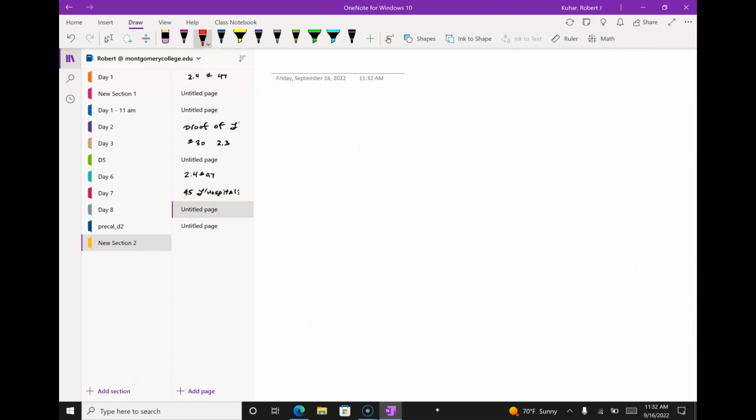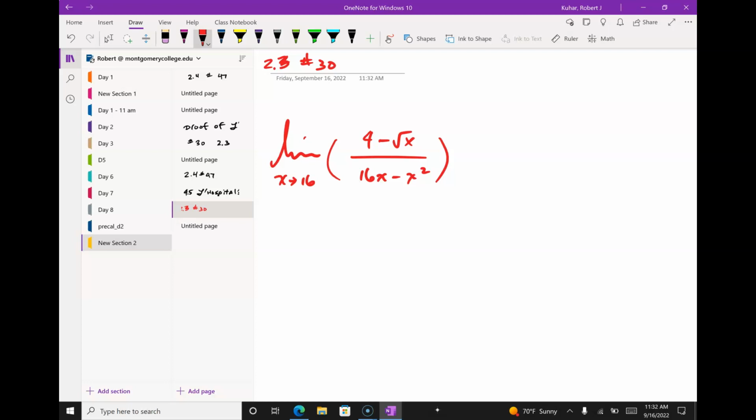All right, this is number 30, section 2.3. I'm looking at the limit as x goes to 16 of (4 minus the square root of x) over (16x minus x squared). If I plug in 16, 4 minus square root of 16 is 4 minus 4, that's 0. And then 16 squared minus 16 squared is 0, right? So I get 0 over 0.